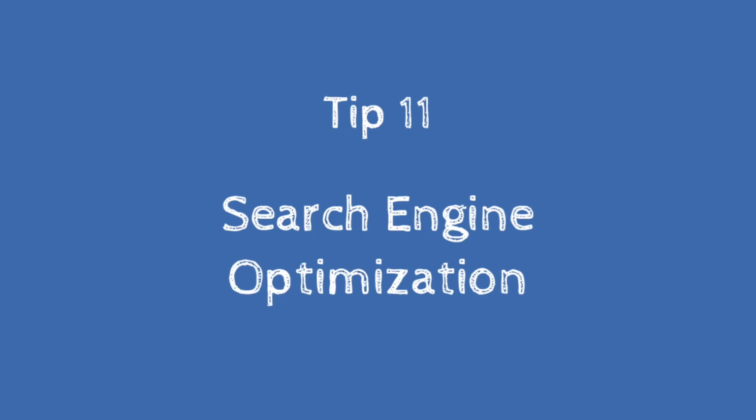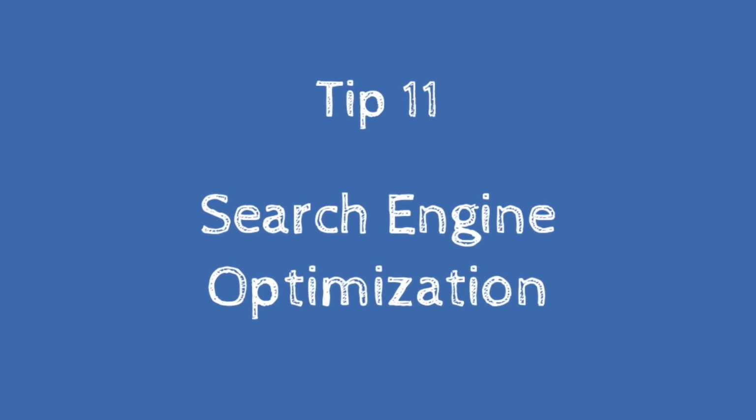And the last tip is search engine optimization. Whenever you publish a new article, make sure it is SEO optimized, because this way when someone searches on search engines for the relevant topic, your article should be able to come up on the search engine results page. So this way you'll get more traffic to your blog.